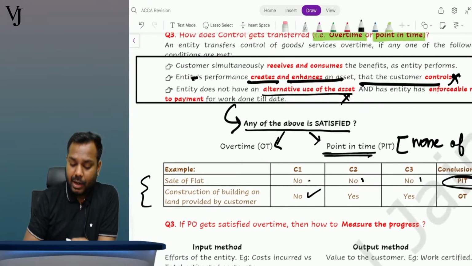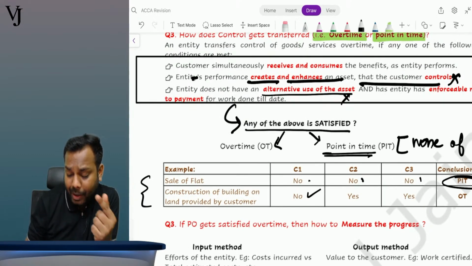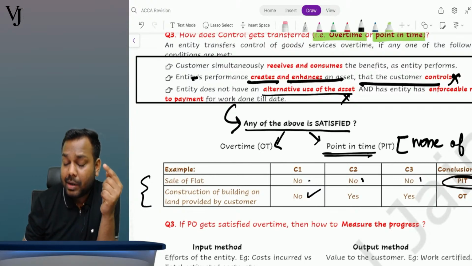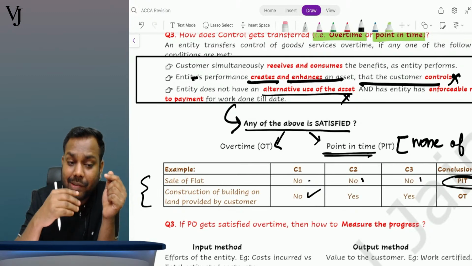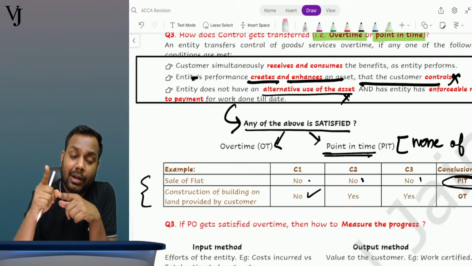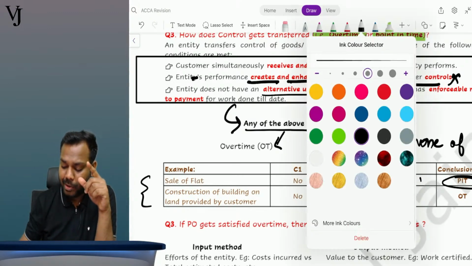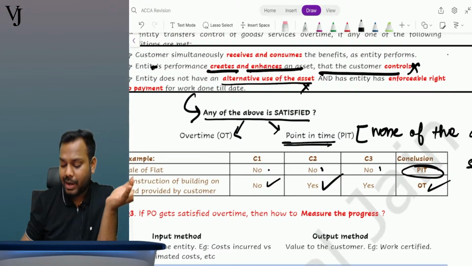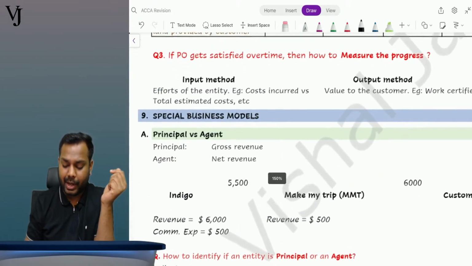Now, again, entity's performance creates and enhances an asset. The DLF is constructing the duplex. Does the customer control that? Yes, because the land is mine. And anything which gets constructed over that land is also mine. Right? So I control that. So condition number 2 passes. Any one passes, it is over time, right? So over a period of time, right? So this is what is called as over a period of time.